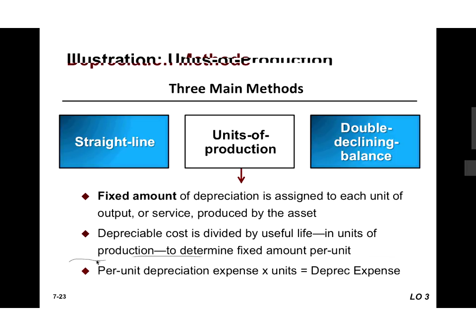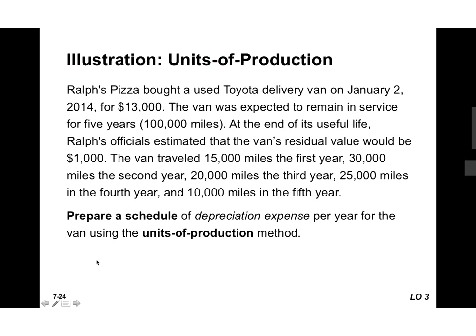We're going to go back to our Ralph's Pizza example. We're going to see all these numbers in the next page so you don't have to write them down. It's the same. We bought it for $13,000. We bought it, and when we bought it, now they're telling us it has a life. We're going to use this van for 100,000 miles, and then it tells us our estimated residual value is 1,000, and then it tells us how many miles we're going to drive it each year.